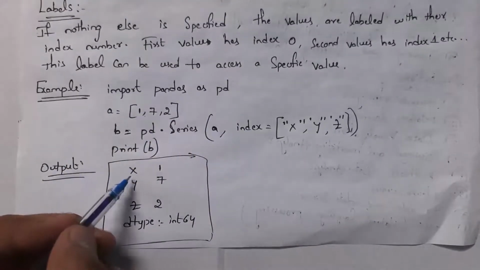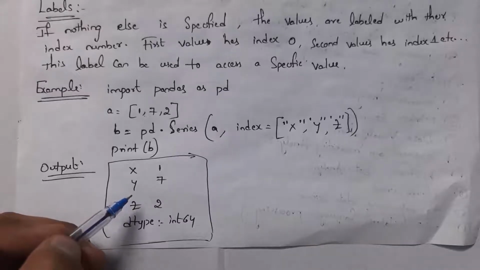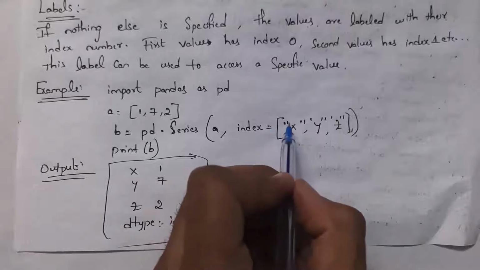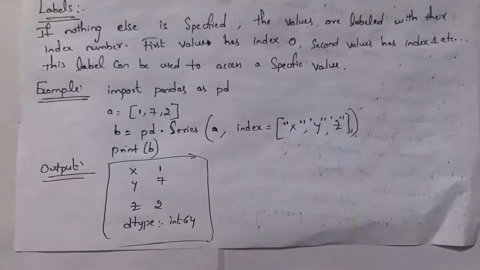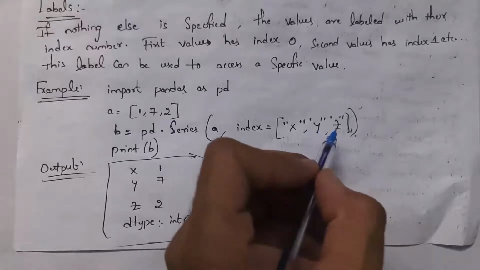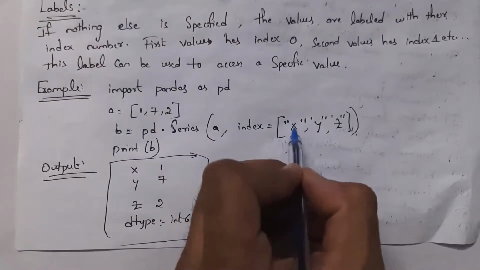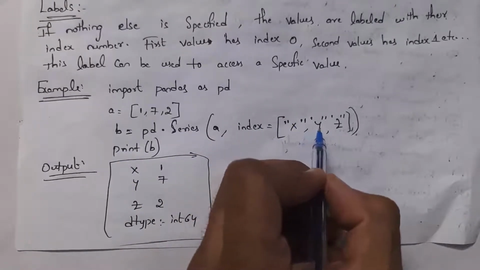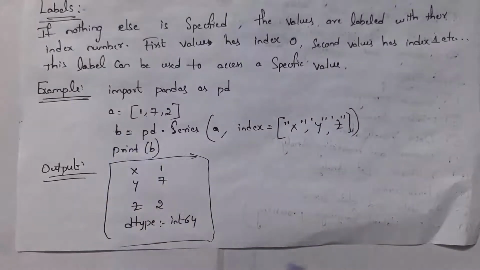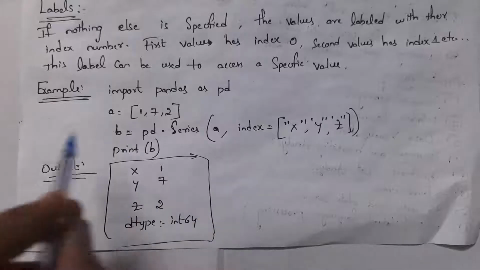This time in place of index numbers, I want to give labels as x, y, z. So I am taking index is equal to x, y, z. All are string values. So include quotations for x, y and z. So inside list I am taking x in quotations, comma, y in quotations, comma, z in quotations. And my result is stored in variable b. So whenever you write here print b, this is my output.